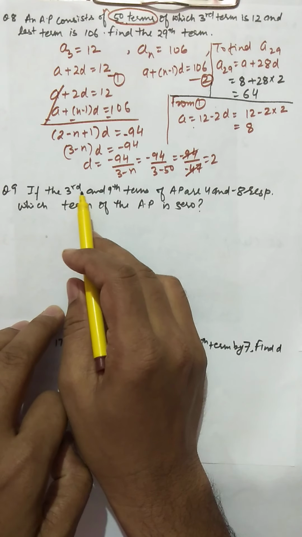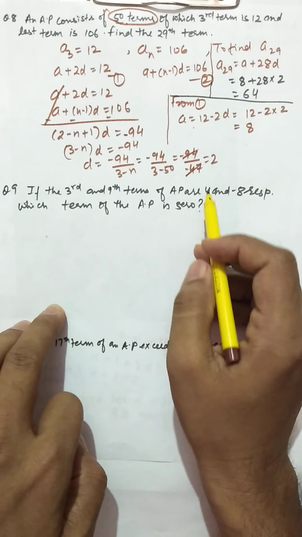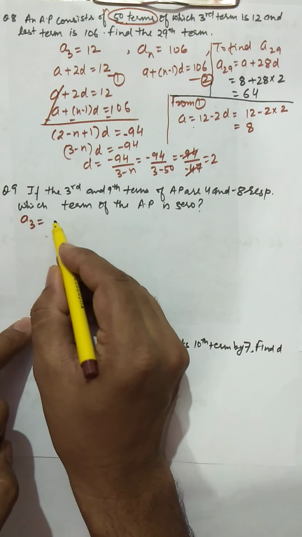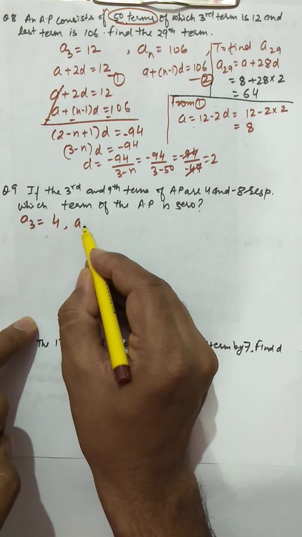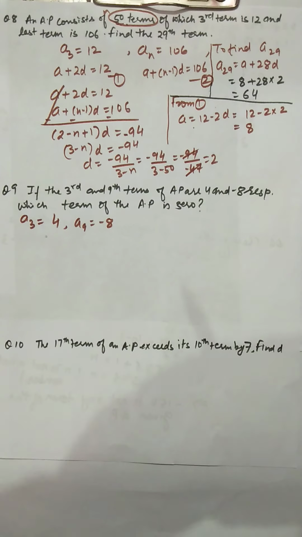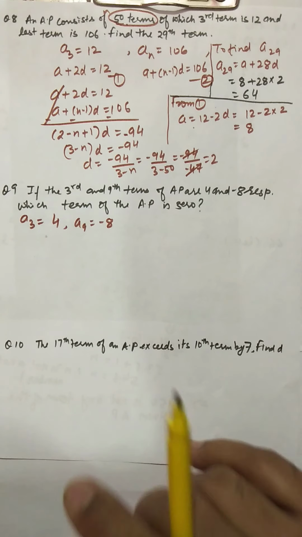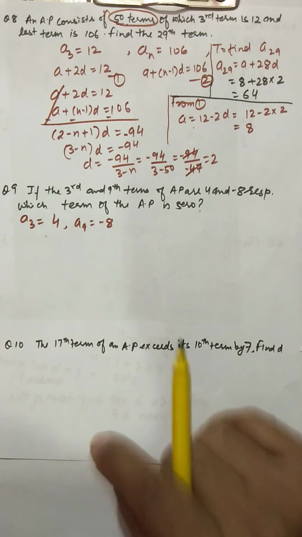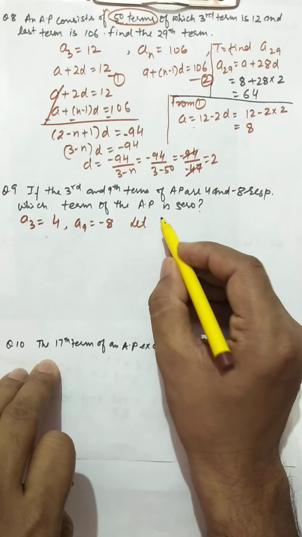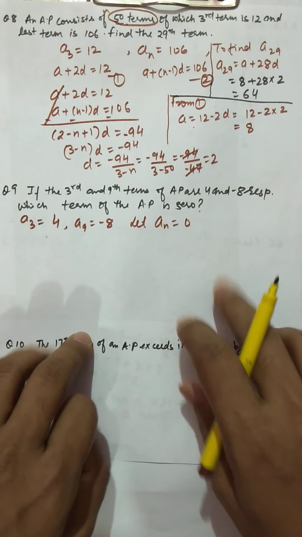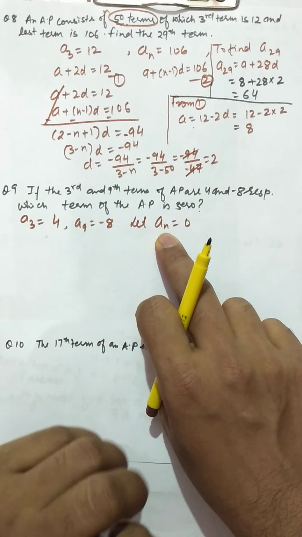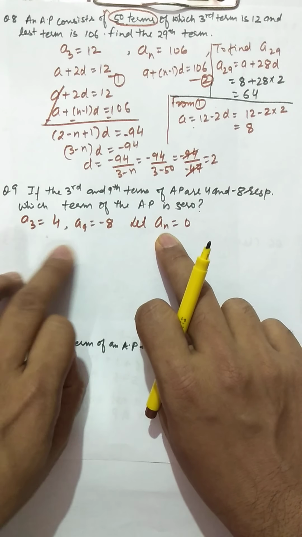Now next question. The third and ninth terms of an AP are 4 and minus 8 respectively. So we'll write in given a3 equal to 4 and a9 is given minus 8. You have to find which term, means they are asking to find the value of n, for which the term of the AP is 0. So you can let an is equal to 0. So your purpose now is to find the value of n. And how will you find the value of n? You can use this formula.